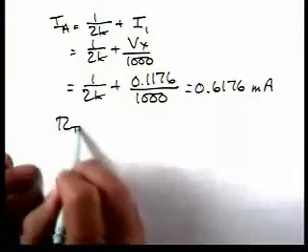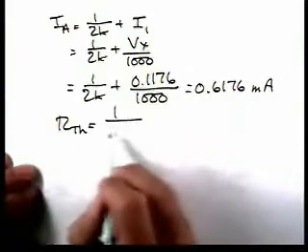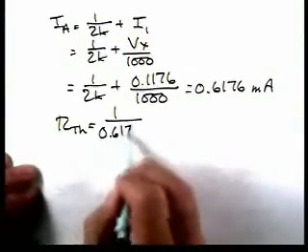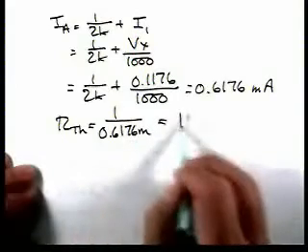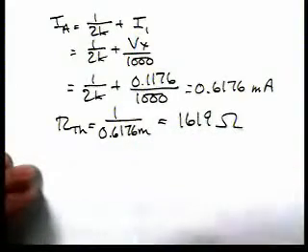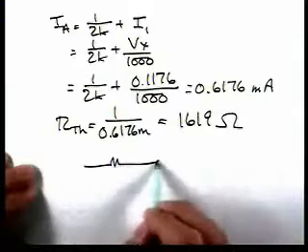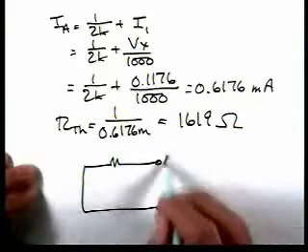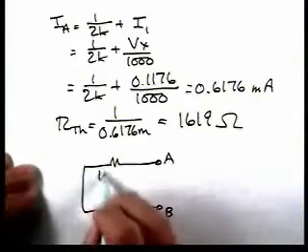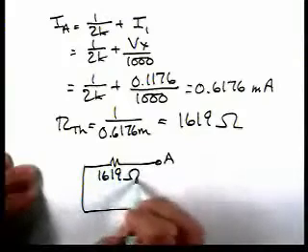So then R Thevenin is 1 over IA, which is 1 over 0.6176 milliamps, which is 1619 ohms. So our Thevenin equivalent is just a resistance with a value of 1,619 ohms.